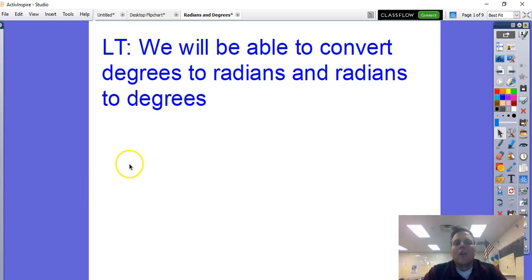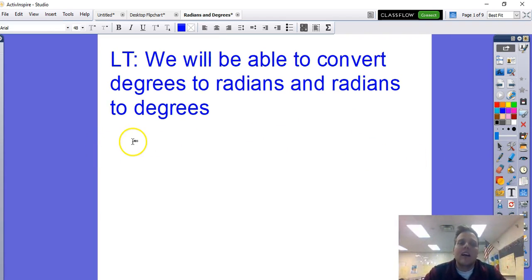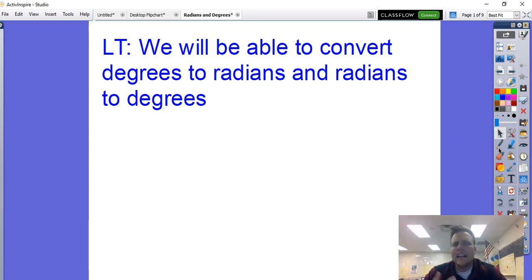Hey guys, so the learning target for today is we will be able to convert degrees to radians and radians to degrees, okay? I'm going to let you figure out your own essential question for today, but if I was to make one, I would probably ask myself something along the lines of, what is a radian? Or what is the difference between a radian and a degree? All right, but I'm going to let you figure out your own one for today, just see how you do, all right?